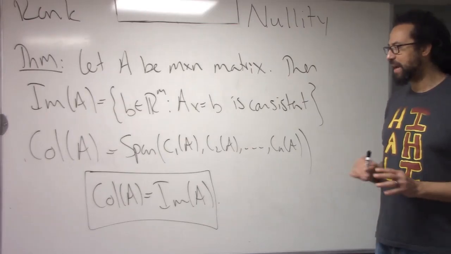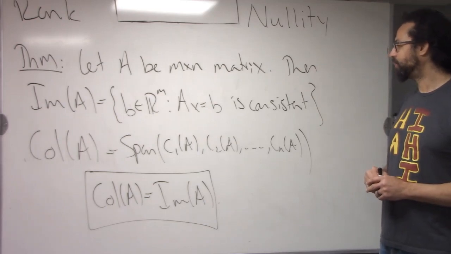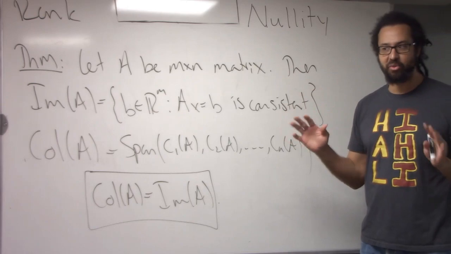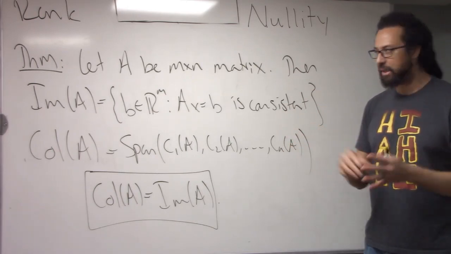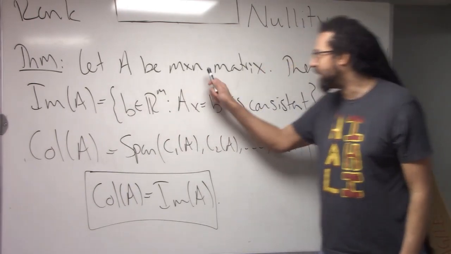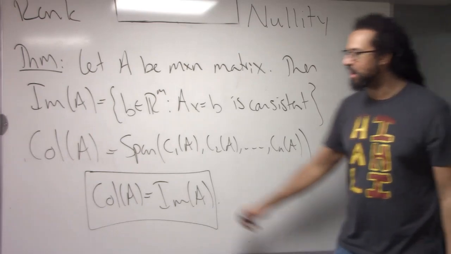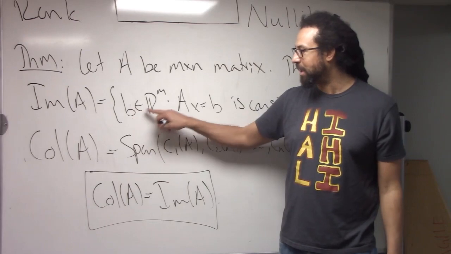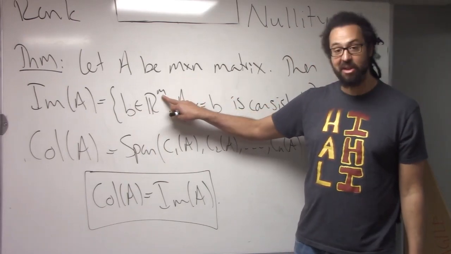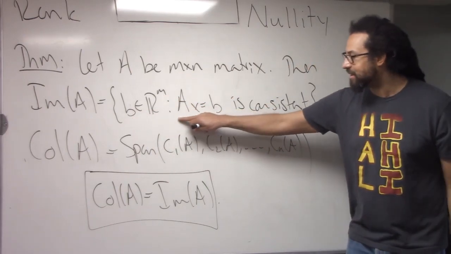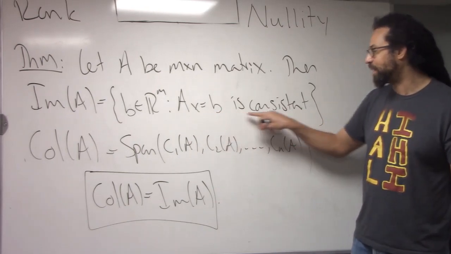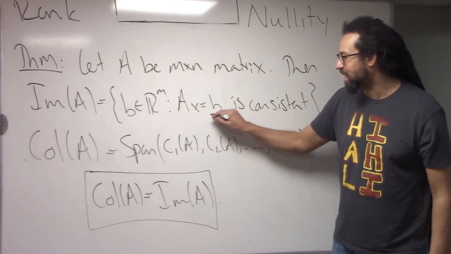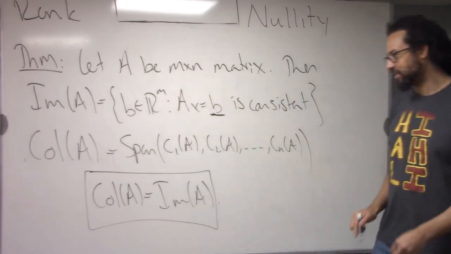We have mentioned this fact several times before, but let's mention it again, and that'll help us see how the rank-nullity theorem comes into being. So let's let A be any m by n matrix. Remember, the image space is all of the right-hand side vectors B in R^m, where m is the number of rows, such that this linear system, Ax equals B, is consistent. So it's all of these things that make this linear system consistent.